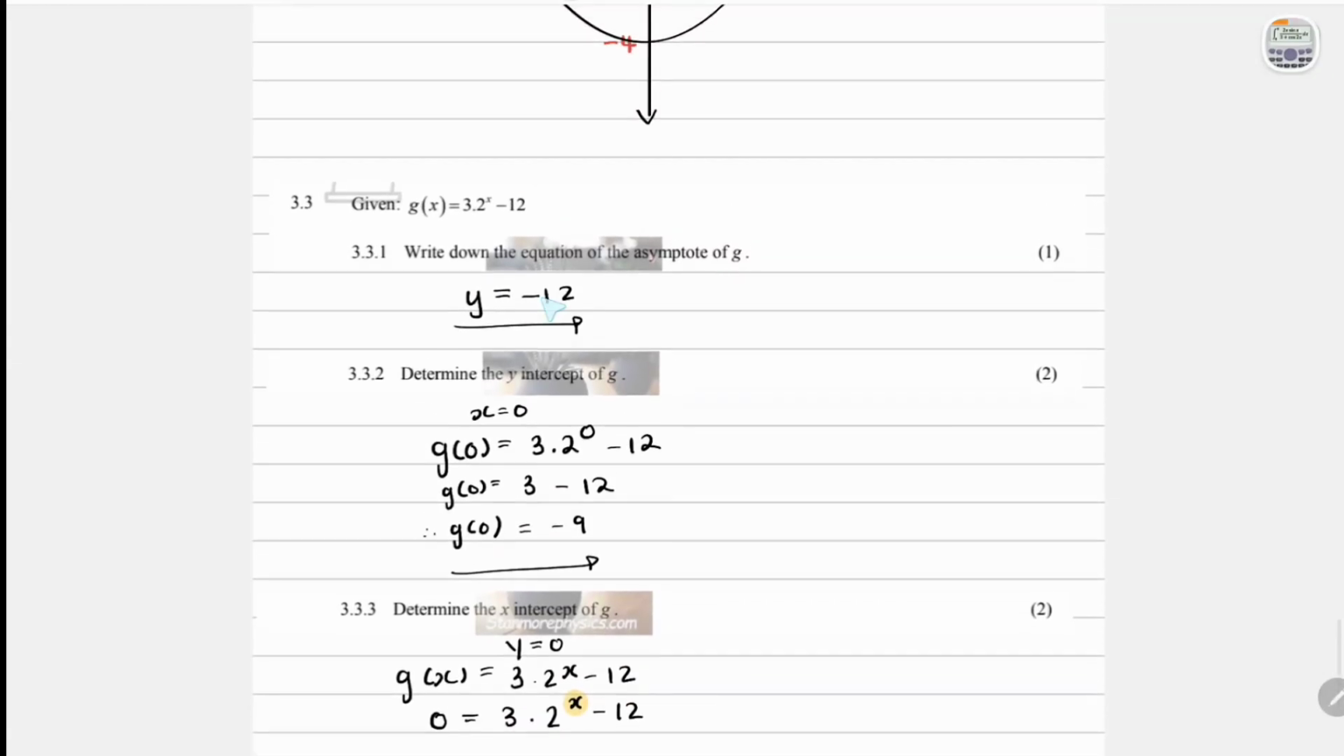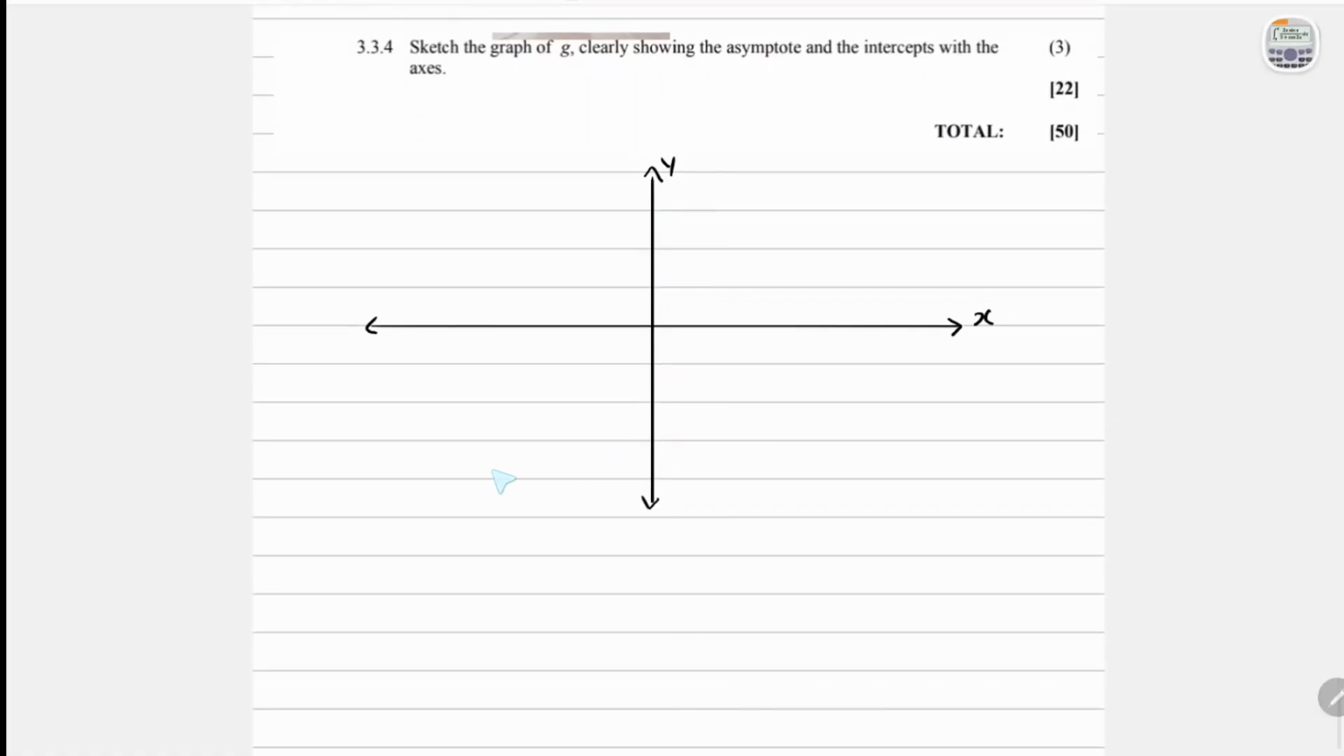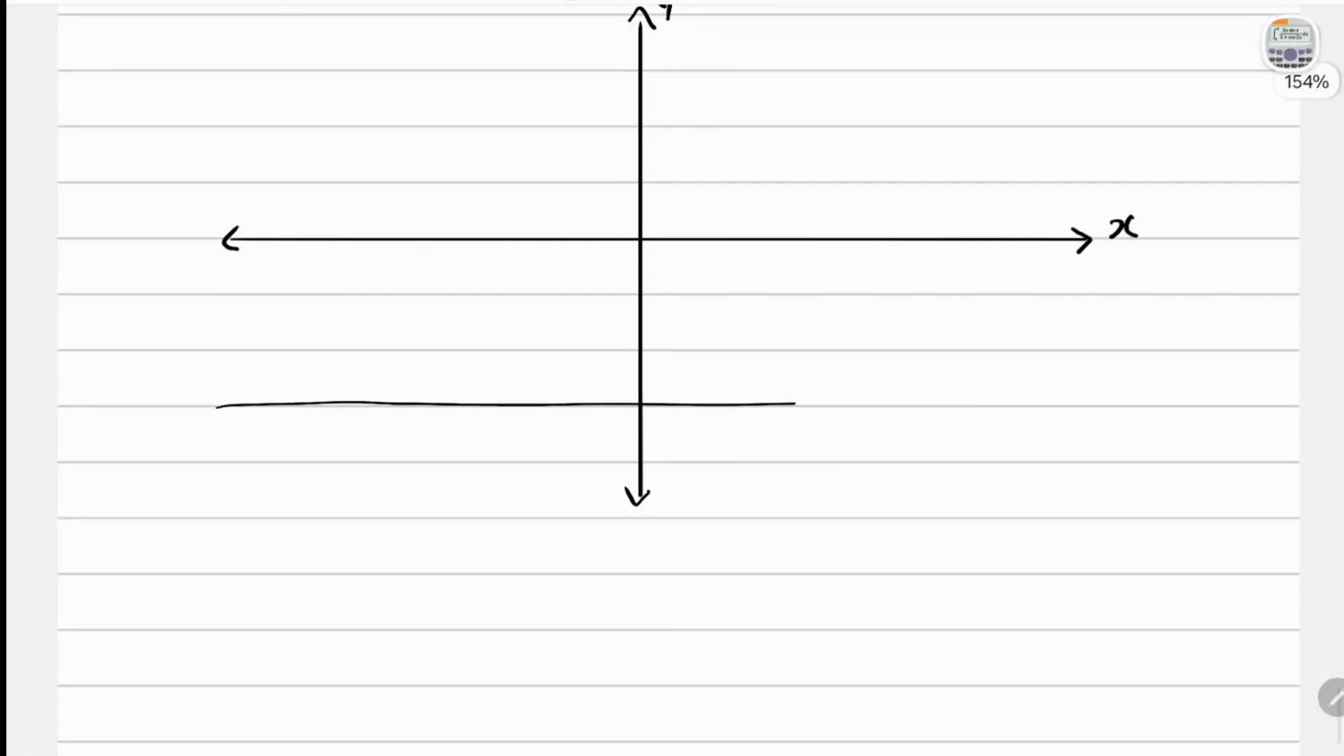They told us to find it, and it was y equals -12. So we know it's on the bottom. So all you're going to do is draw a dotted line. Don't worry, I'll make my line dotted now. And that line is going to be called y equals -12.